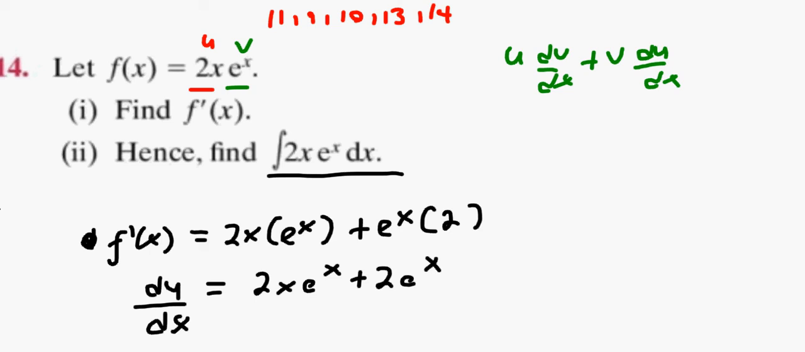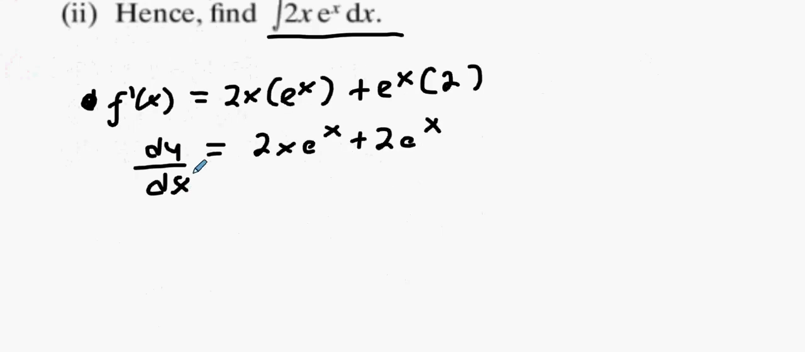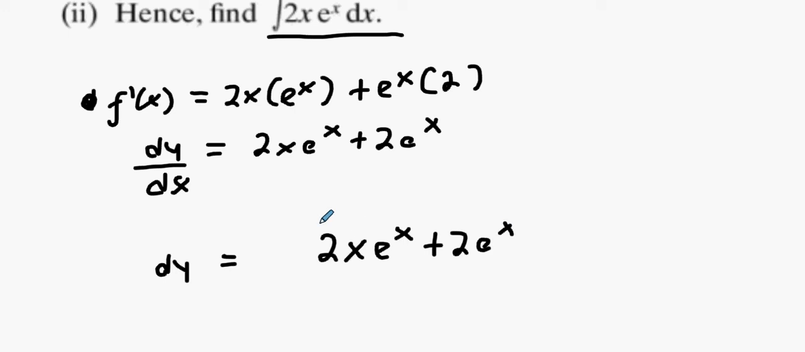Now see the way I sort of changed it out for a y for a minute? So what's my next step, do you reckon? Cross multiply, and what do I get? 2x e to the x plus 2e to the x dx. Is that okay?